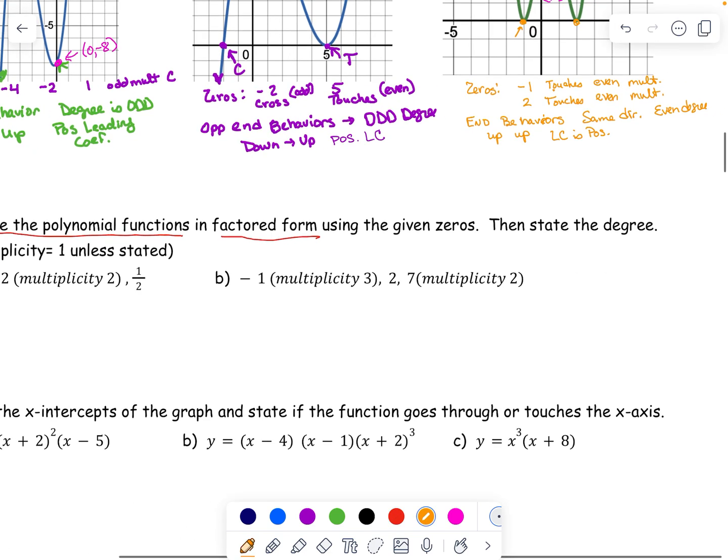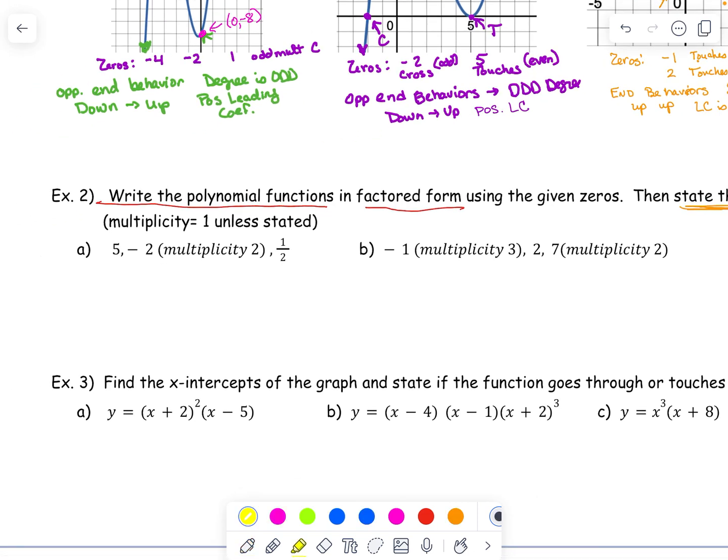And we're also going to want to state the degree of the function, okay? Side note, multiplicity is going to be 1 unless it tells you. So in other words, this 5 doesn't have multiplicity after it, so it has multiplicity 1. So first what we're going to do is take each factor and each 0 and make a factor out of it. So remember, we did this by going x equals 5, x equals -2, x equals 1/2, especially with the ones that are fractions, because we don't want any fractions in our factors.